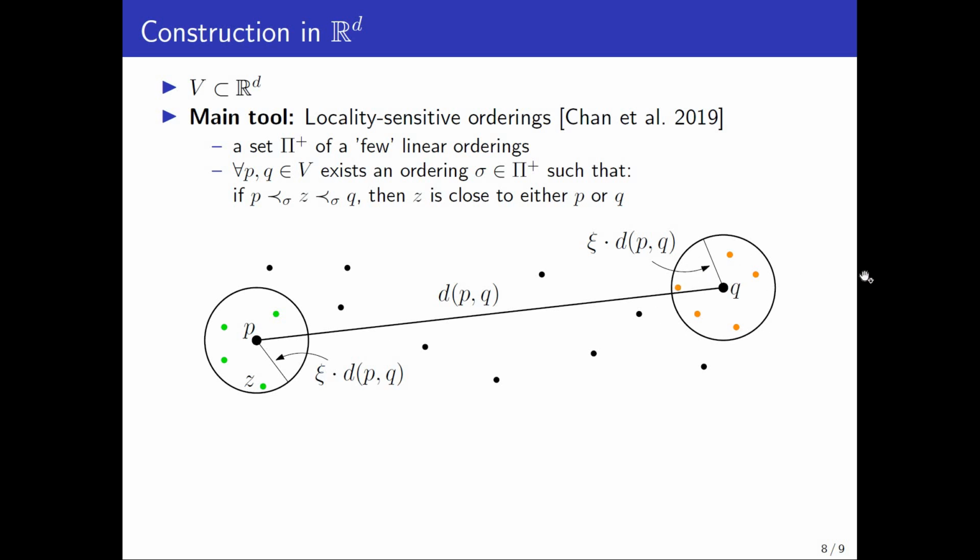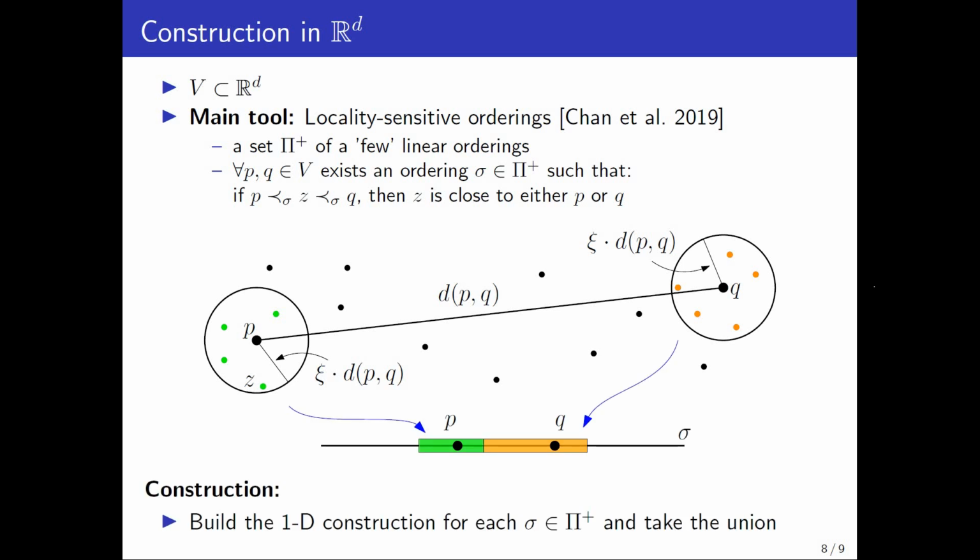Okay, this is nice. But how can we make use of this result in our reliable spanner construction? Well, we simply compute this magic set of orderings and build our 1D construction for each of these orderings. And finally, we take the union of all edges. This is the construction. Why does it work?